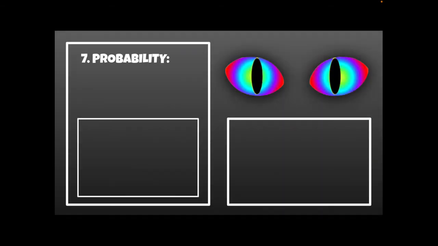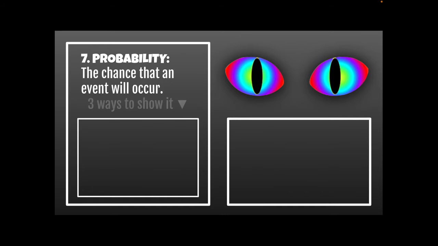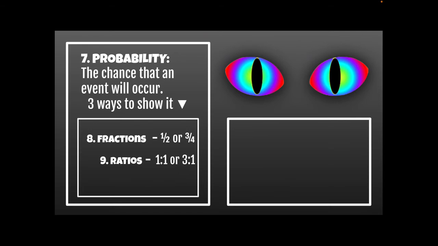Next up, probability. This is the type of math that says the chance of something occurring. So there's many ways to show probability. We can show fractions. So a fraction of a half or 3/4 would be a good answer. We can show ratios. A 1-to-1 ratio is the same as a half, or a 3-to-1 ratio is the same as 3/4. And we can show percentages.